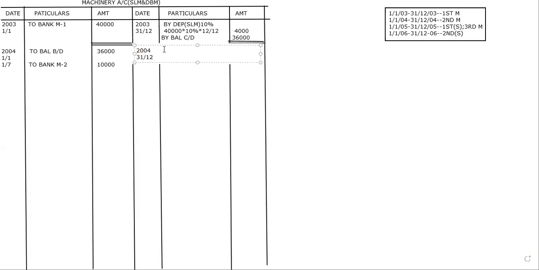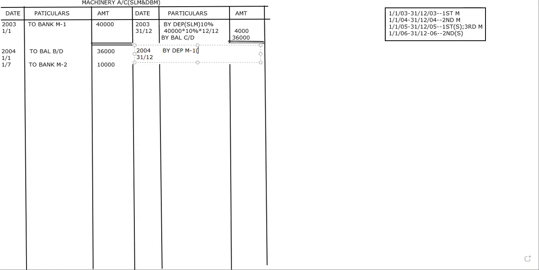Now, how many assets do we have? As of now, we have two assets. But now onwards, this is machine number 1. But now onwards, what is the method we are going to use? Please read out the second line. He said, in 2004, however, the company changed the method of providing depreciation and adopted the written down value method with a rate of interest how much? 15%.